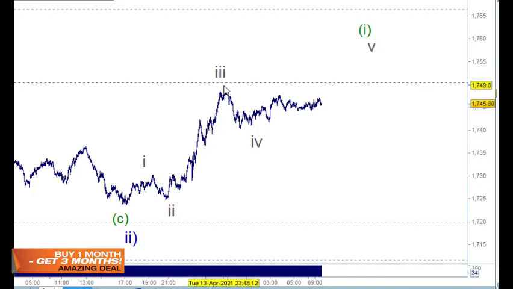Oh, a bit dodgy, but that's okay. We're not going to get another fifth wave in there. That's the main point. It does look like we've got an impulse wave down here, so we could get another move down here for the fourth wave.